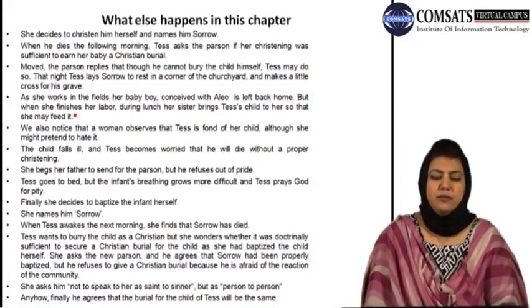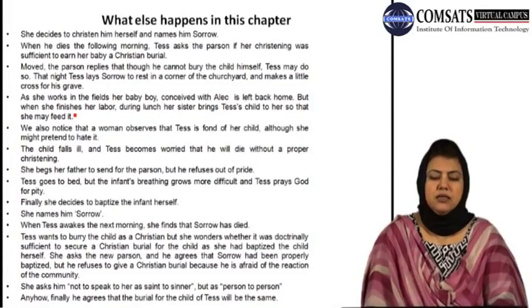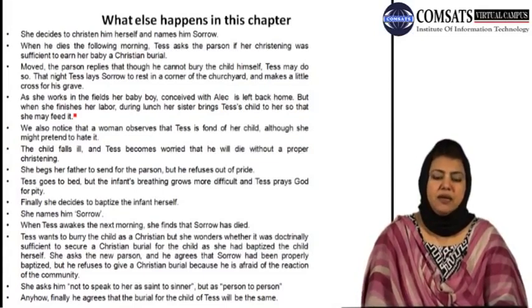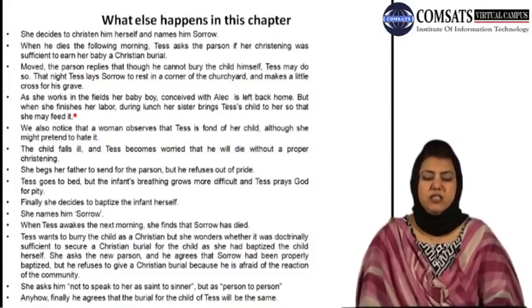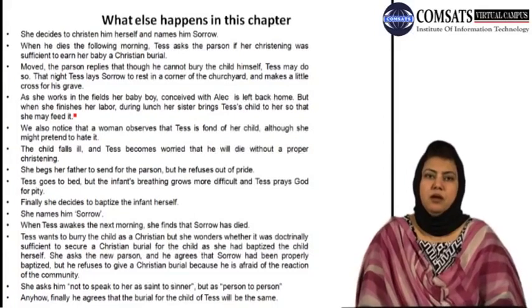Then Tess goes to bed, but the infant's breathing grows more difficult, and this is the time when Tess prays to God for pity. Finally, this is the moment when she decides to christen him herself, and she decides to baptize him herself. She names him Sorrow, and as I already said, in a minute I would explain the symbolic significance of Sorrow.